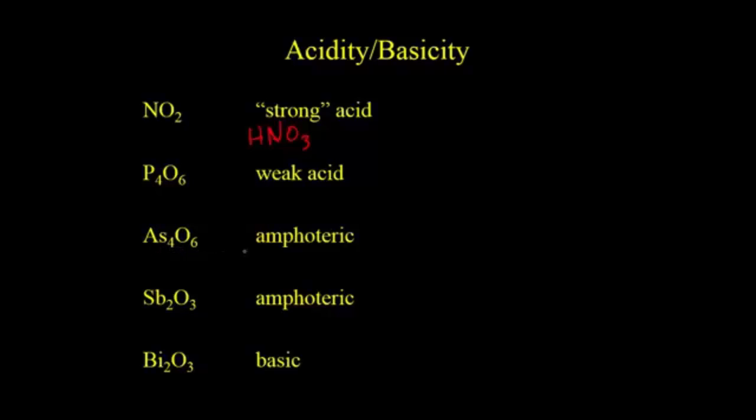Arsenic oxide is amphoteric. Antimony oxide is also amphoteric, so it's kind of like aluminum oxides. These are in the metalloid areas. And then bismuth, as we said, is a white metal. So we predict bismuth oxide to be a basic compound.